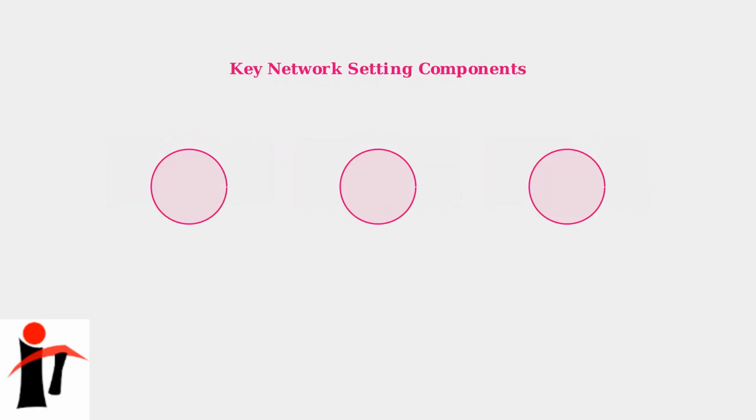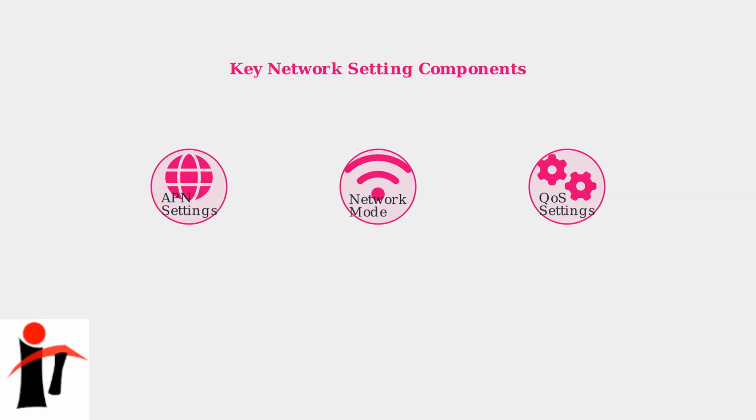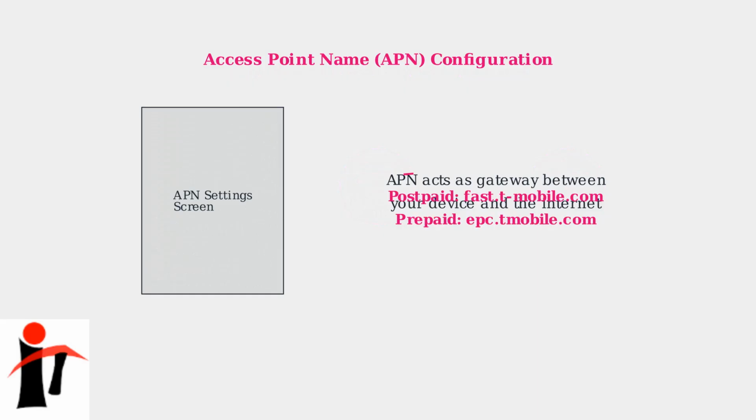There are three key components to T-Mobile network settings: access point names, or APNs, network mode selection, and quality of service settings. Each plays a crucial role in optimizing your connection. The access point name, or APN, acts as a gateway between your device and the internet. For T-Mobile postpaid customers, the correct APN is fasttmobile.com, while prepaid customers should use epc.tmobile.com.